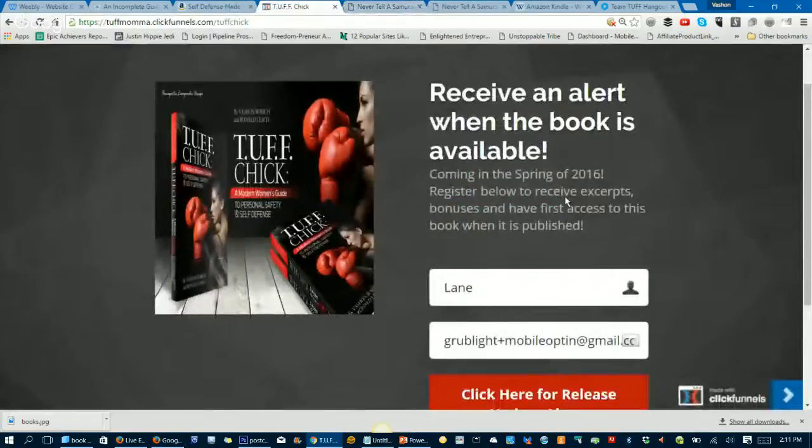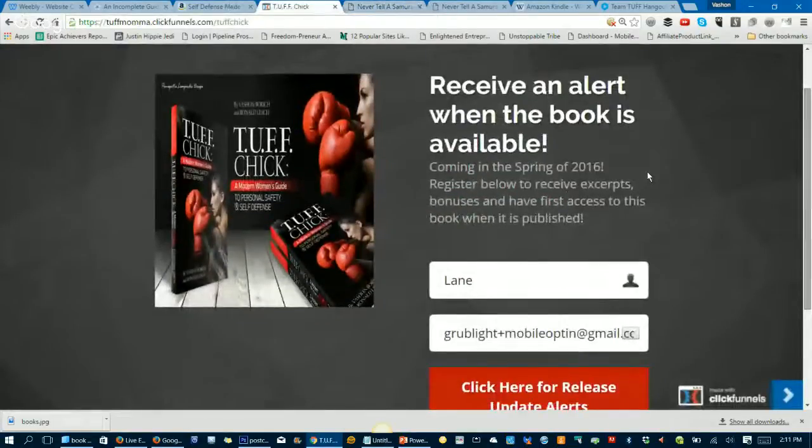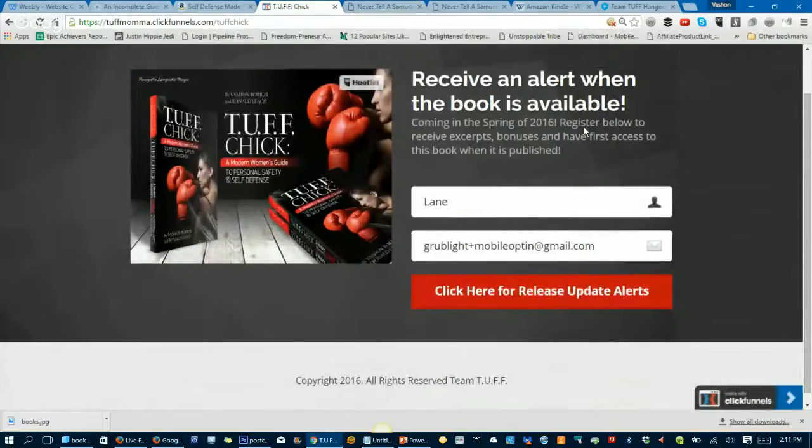Okay, hopefully you guys can see this here. This is a capture page that I created for this book. I noticed that this kind of stretched out; it could be because my screen was zoomed up. There we go. You see that all it has is a cover of my book, and it says receive an alert when the book is available. I've promoted this on a few different sites, but the book's not even available yet. It's not even done. I was testing this earlier with a friend. Let me delete that. People can come in here and enter their name and email, and then they get added to my email list.